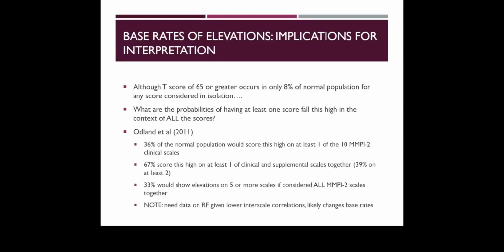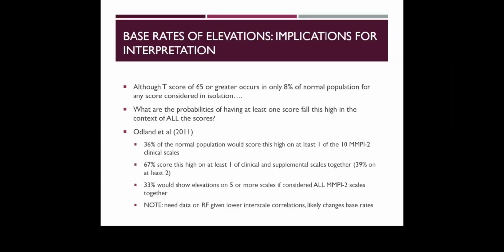But the issue with regard to one high isolated score remains. 36% of the normative population, that was the MMPI-2 and the RF norms, scored at least 65 or above on at least one scale out of the 10 clinical ones. And again, 67%, more than two thirds, were at least that high on at least one when you considered the whole group of scales that was on the MMPI-2.